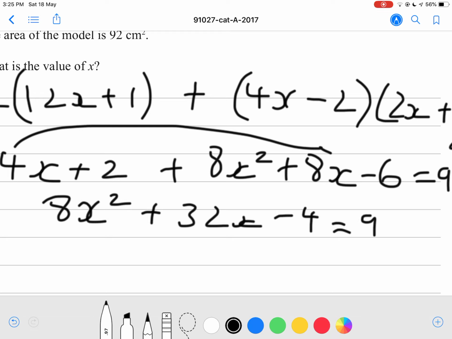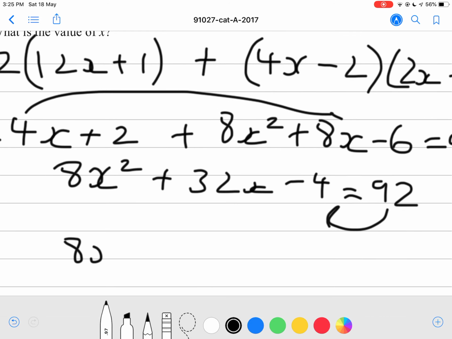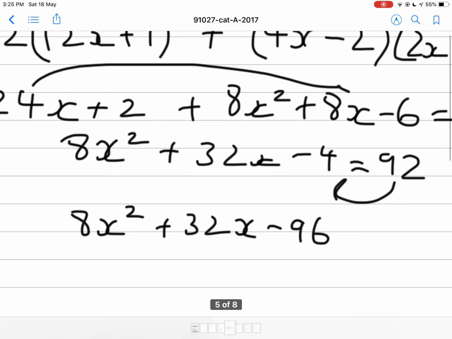That equals 92. So now we're going to move the 92 to the other side and make the equation equal to 0, okay? So now we're going to say 8x squared plus 32x. Positive 92 becomes negative 92 on the other side. So negative 4 minus 92, that becomes minus 96, okay?